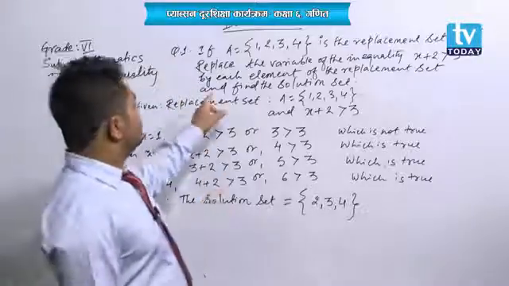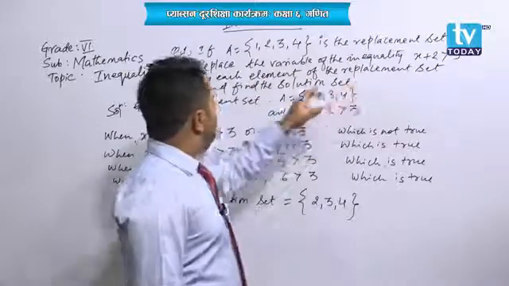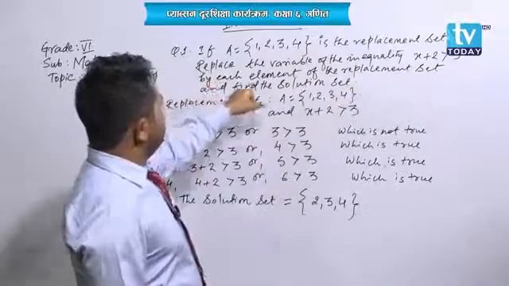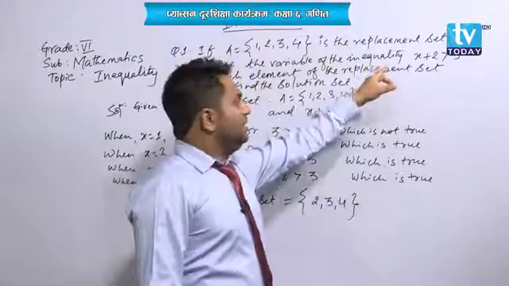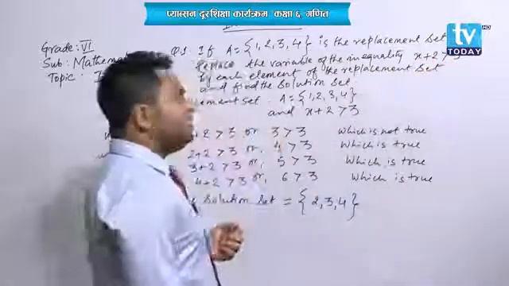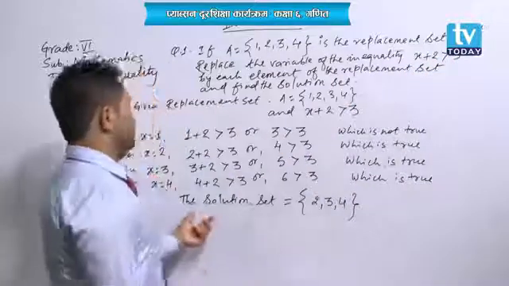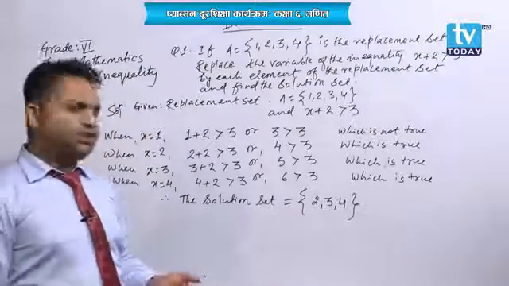According to the question, you have to replace each element in this equation and find the solution set. So this is the solution set. Is that clear? Understood? Okay.